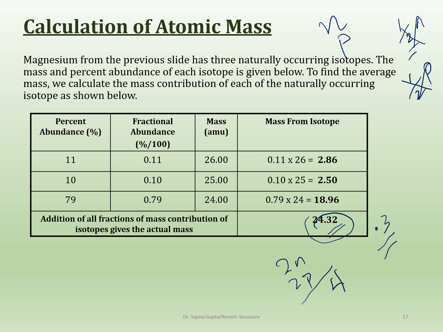As soon as you see decimal points, you should know you're dealing with isotopes, because if there are no isotopes, then the mass number should be a whole number, because you don't have half a particle anywhere. So this is how we calculate atomic mass, and this is how we know how many isotopes any element has.